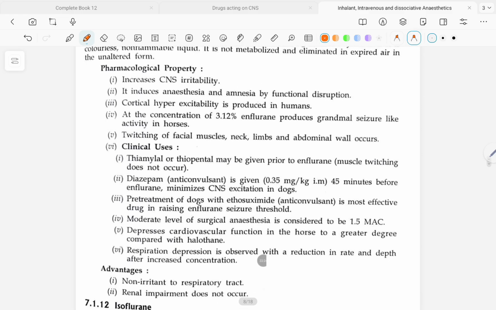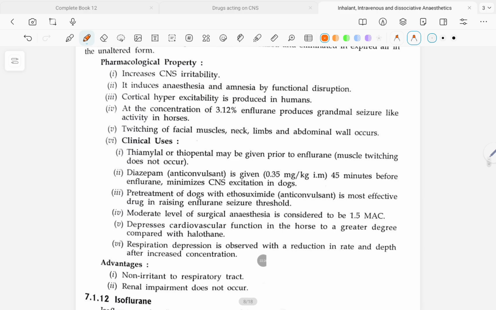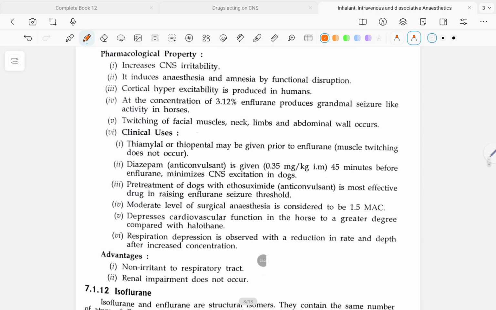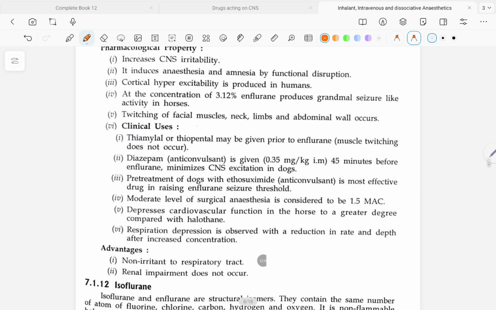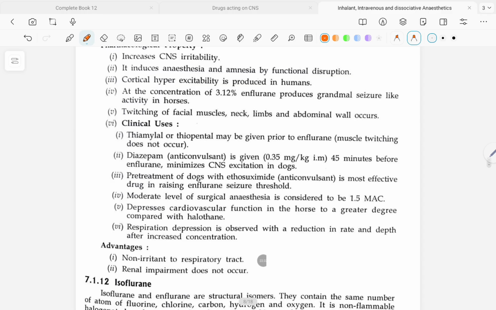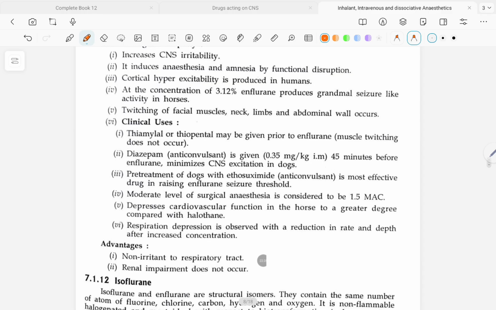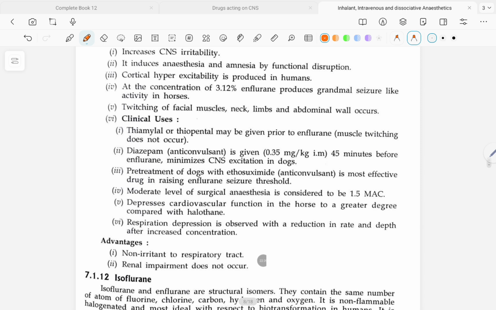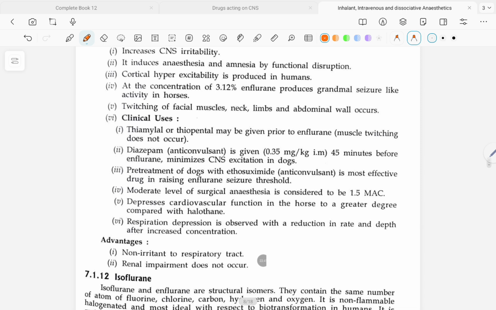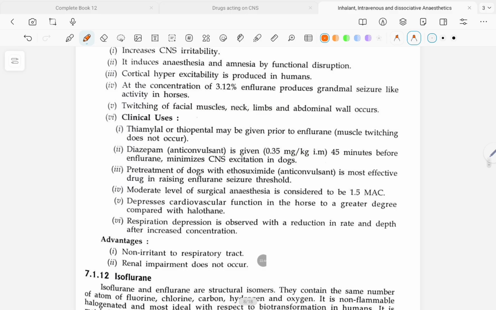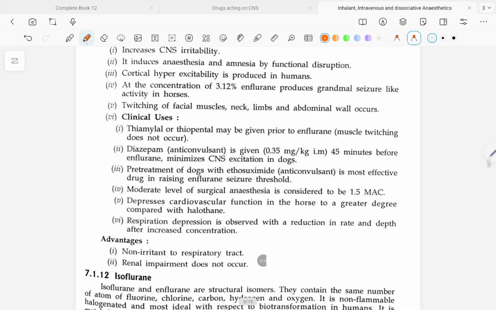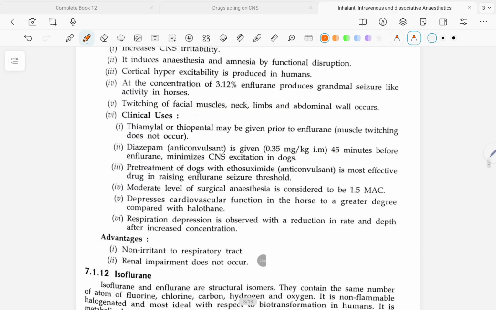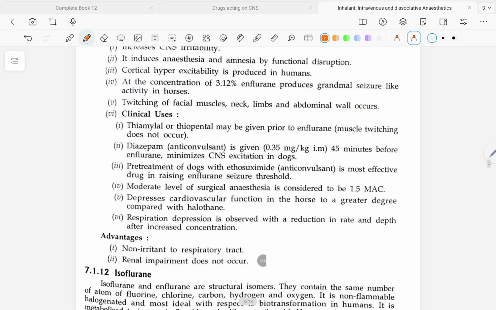Pharmacological property: increases CNS irritability. It induces anesthesia and amnesia by functional disruption. Cortical hyperexcitability is produced in human at a concentration of 3.12%, and enflurane produces grand mal seizure-like activity in horse. Twitching of facial muscle, neck, limb, and abdominal wall occur.